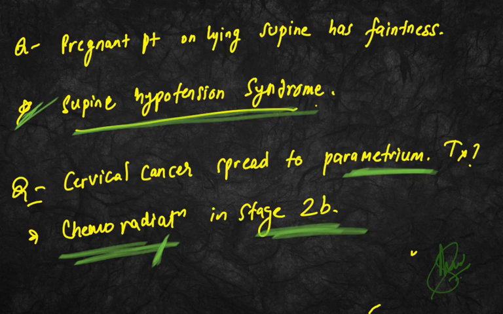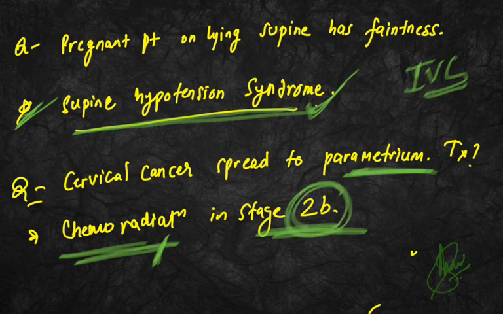Now, a pregnant patient lying supine has faintness. So, what will be the cause? Supine hypotension syndrome. This is the cause because of compression of the IVC. Now, cervical cancer that is spreading to the parametrium, what will be the treatment? If it is spreading to the parametrium, the stage will be 2B.